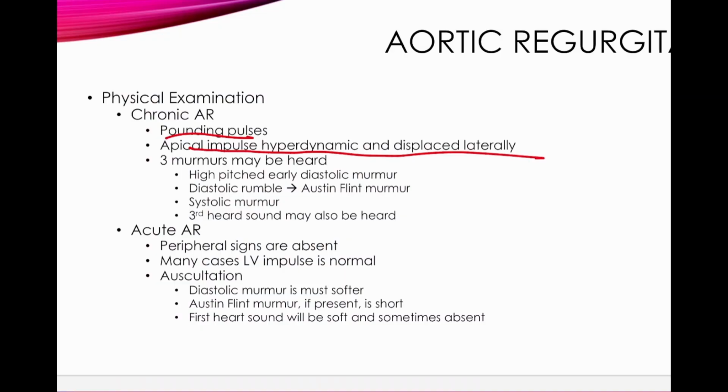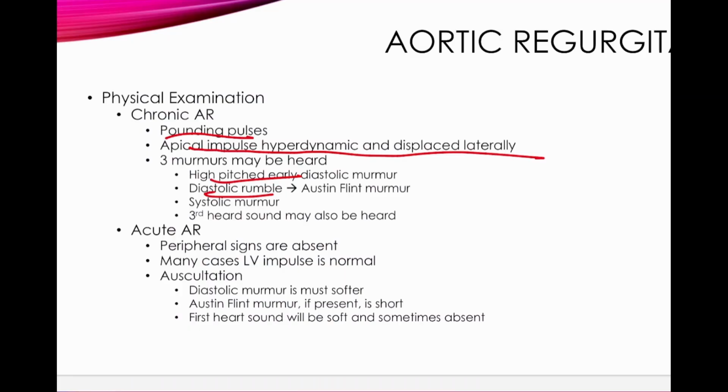3 murmurs may be heard with aortic regurg. This is a diastolic murmur, so it's going to happen after S2. Usually it can be a high-pitched, early diastolic rumble, or it's really just a diastolic rumble, that's the biggest thing you're going to hear. A diastolic rumble. You may also hear a third heart sound. What's S3 again? Ventricular filling, because you're getting blood hitting from different sides.